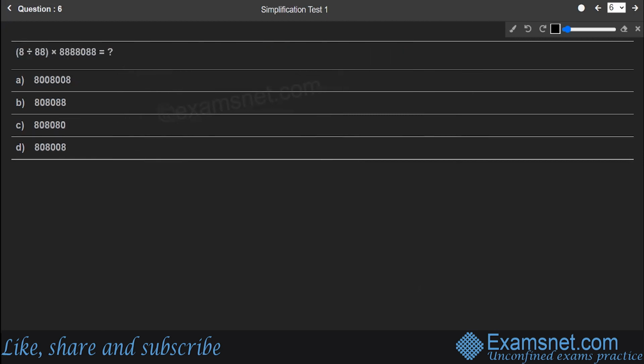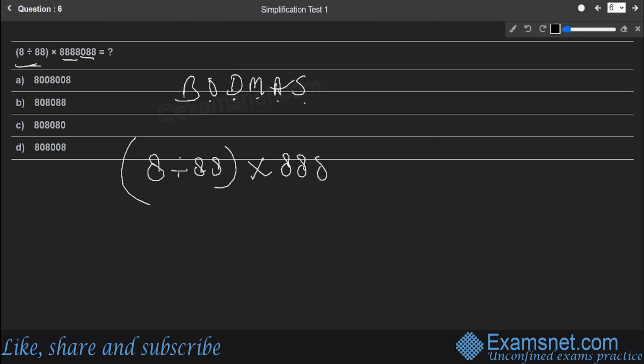Now, 8 divided by 88 into 88088. That is the expression given to us. Clearly, we're going to use the rule of BODMAS, where B is bracket, O is of, D is divide, M multiply, A add, and S subtract. So the expression is 8 divided by 88 into 8, 0, 88. This is the big number.